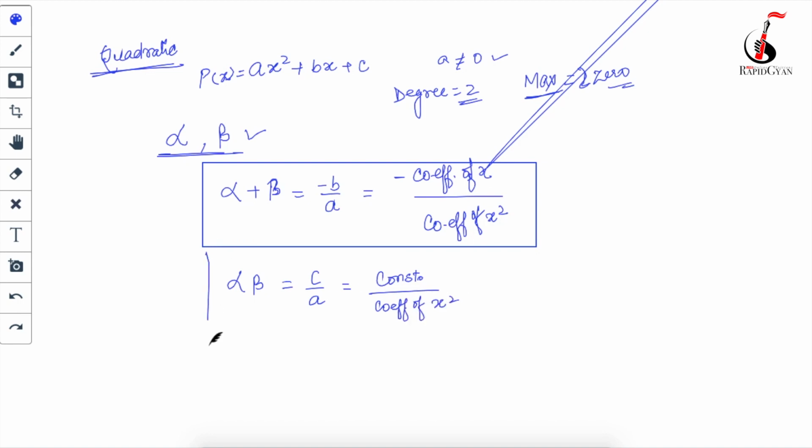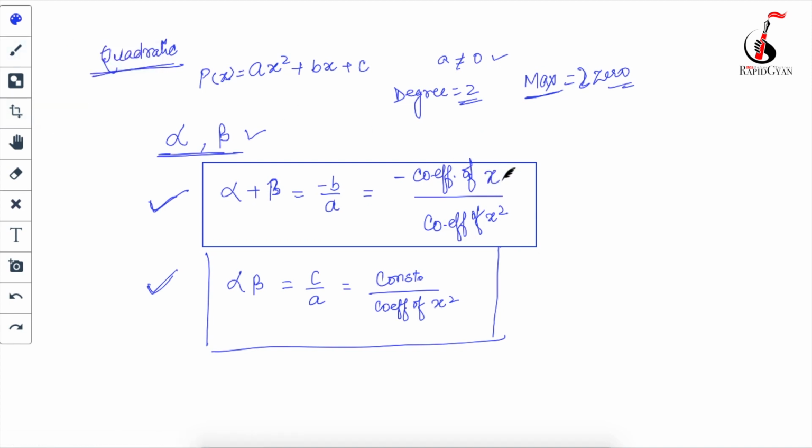So this is another formula which you will have to remember. These two things you will have to remember in this case. What are these two things? That the sum of the zeros of the quadratic polynomial is equal to negative of the coefficient of x divided by coefficient of x square. Okay, and the product of the zeros of the polynomial is equal to the constant term divided by coefficient of x square. Hope you guys understand this.